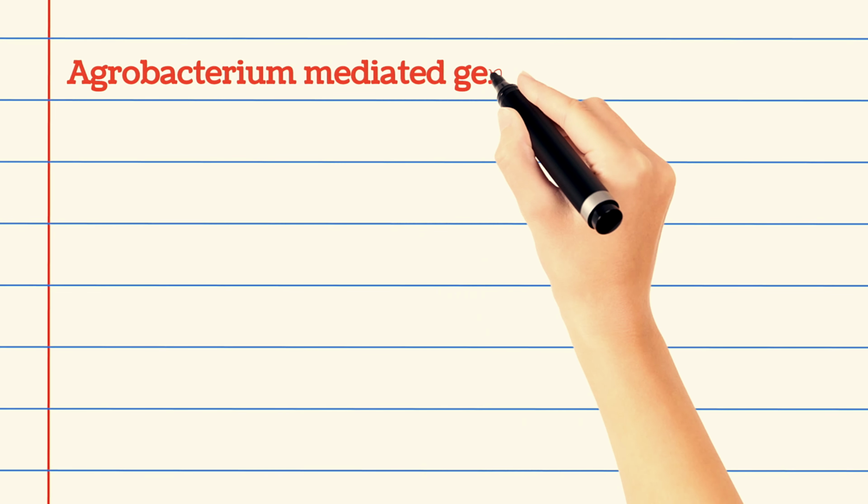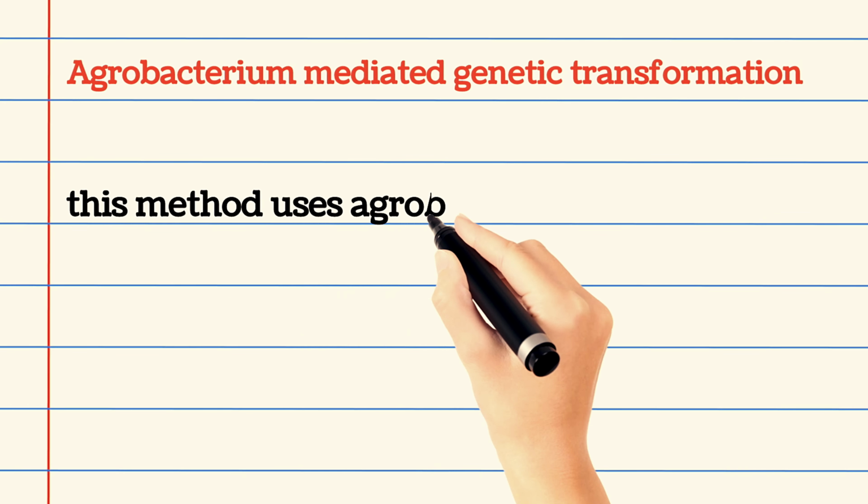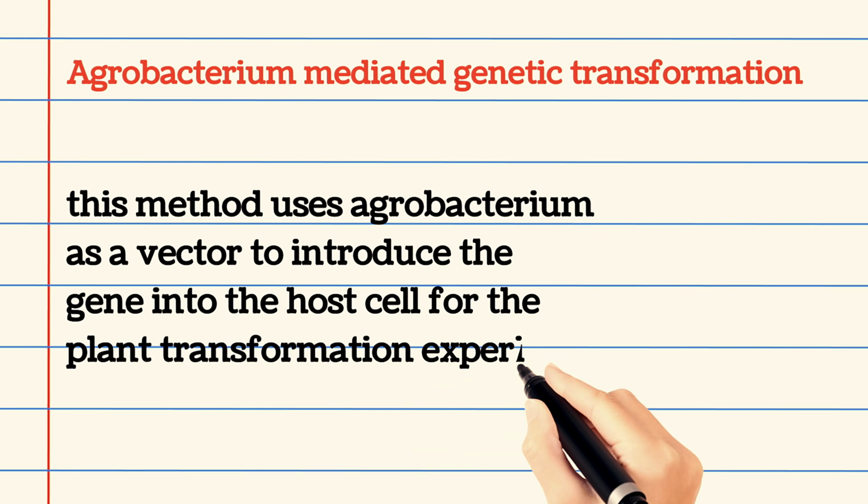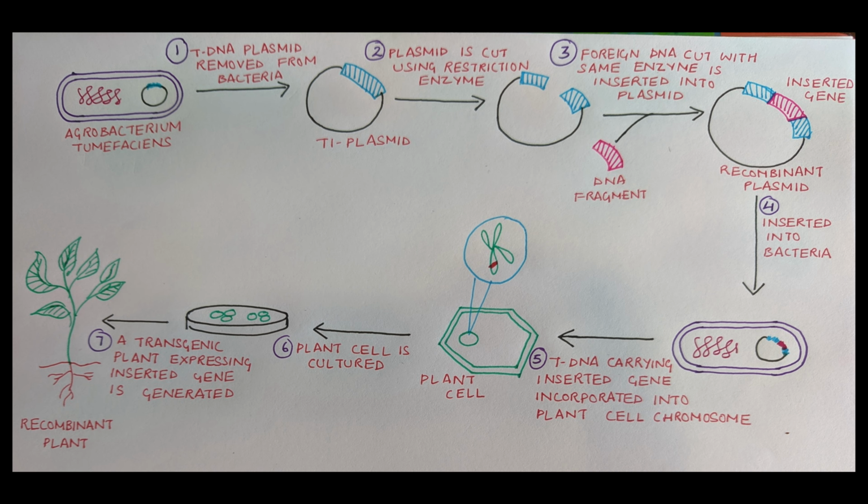Agrobacterium mediated genetic transformation. This method uses Agrobacterium as a vector to introduce the gene into the host cell for the plant transformation experiment. In this method, Agrobacterium tumefaciens bacterium is taken having a Ti plasmid. The Ti plasmid consists of tDNA. This Ti plasmid is removed from the bacteria. The tDNA is cut by the restriction enzyme, and the target DNA is also cut by the same restriction enzyme. The target DNA is inserted into the tDNA of the plasmid, leading to the formation of the recombinant plasmid.